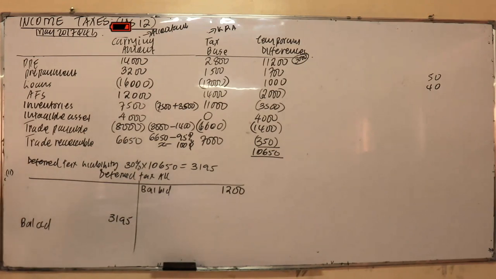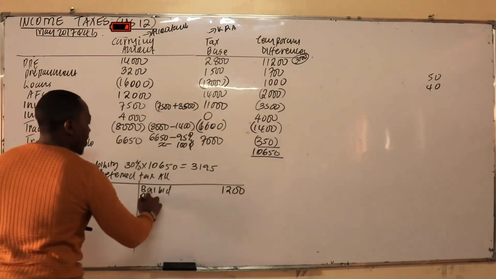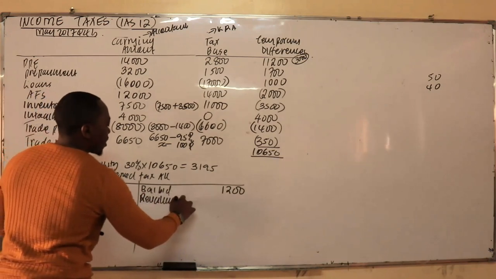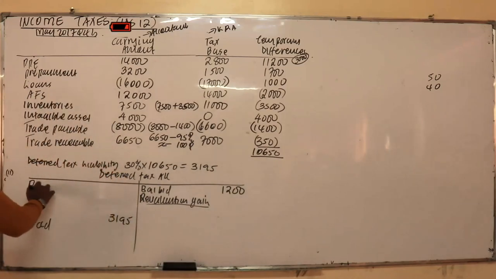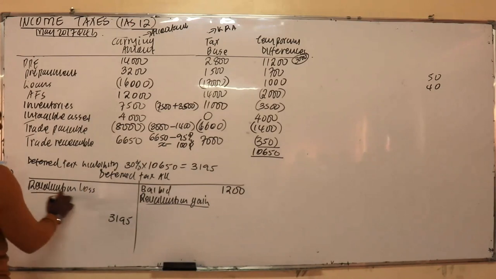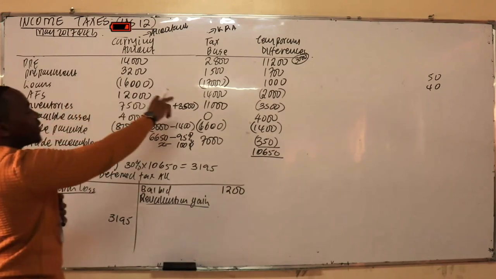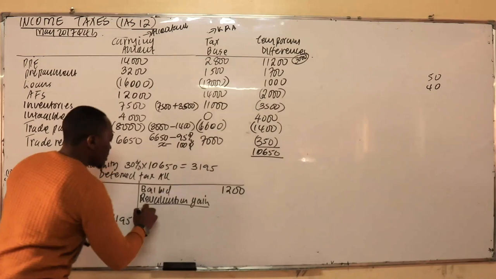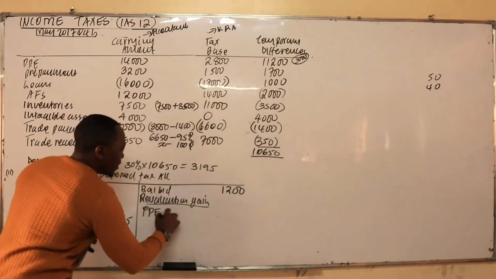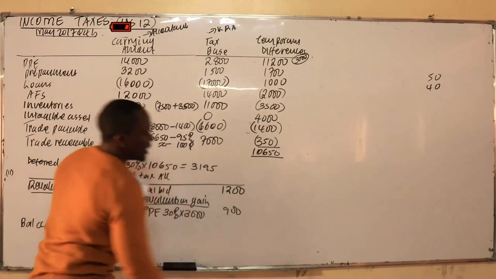3,195. Then we see the revaluation for PPE and available for sale, which again you credit. A revaluation gain you credit, but a revaluation loss you debit. But you only factor two items, available for sale and PPE. For PPE, the temporary difference was taxable, of which the gain was an amount of 3,000. So for PPE, 30% of 3,000, you get an amount of 900.